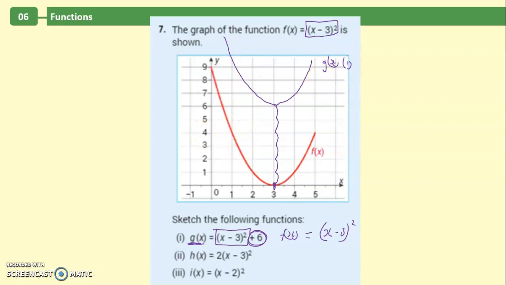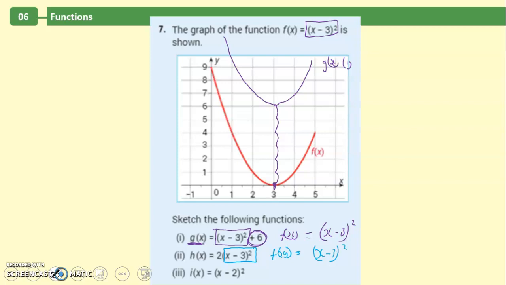Then I look at part 2, and changing colour, I'm going to do it in blue. The first thing I'll do is write down the original function, which was f of x equals x minus 3 all squared. And I look and see how h of x has changed from f of x, the original function. So here is my original function. The only thing that's changed is I have the number 2 in front of it.